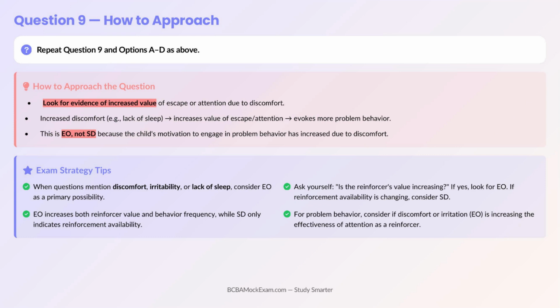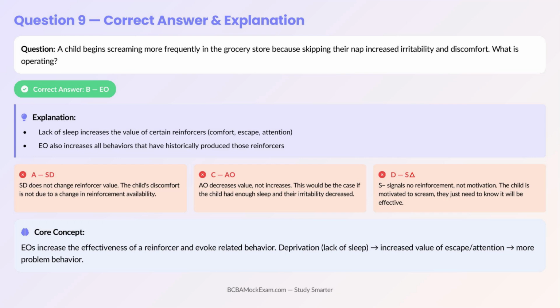The slide explains that increased irritability or lack of sleep often increases the effectiveness of certain reinforcers, which is characteristic of an EO. You check whether the reinforcer's value increased and whether behavior increased with it. EO increases both value and the likelihood of behaviors that have produced that reinforcer in the past. When problem behavior is paired with discomfort, irritation, or lack of sleep, EO is a strong candidate. The slide also notes that SD only signals availability, not changes in motivation. The correct answer is B, EO.